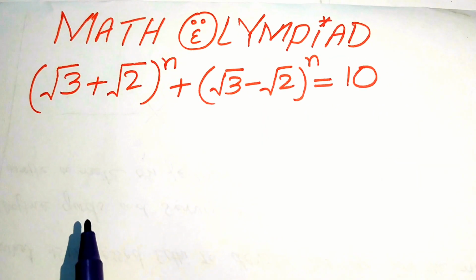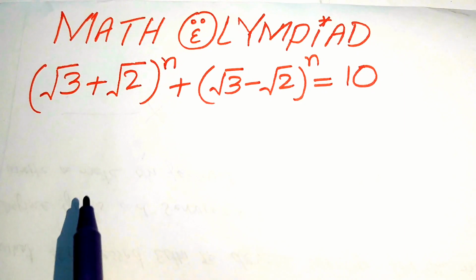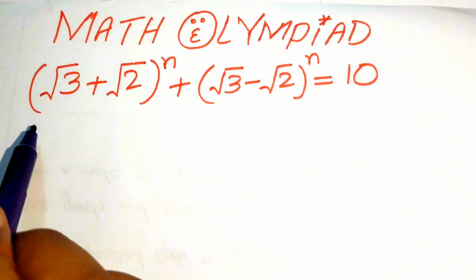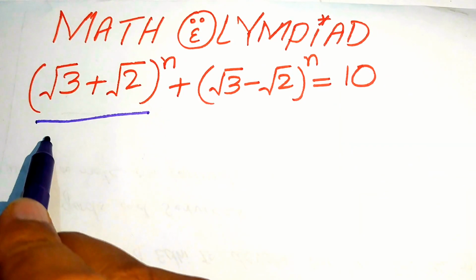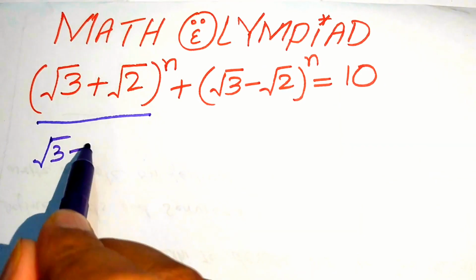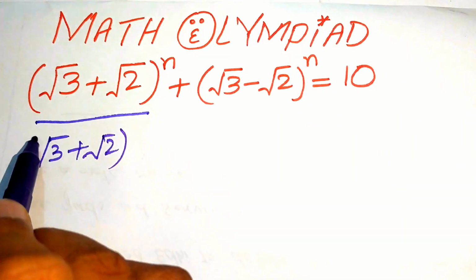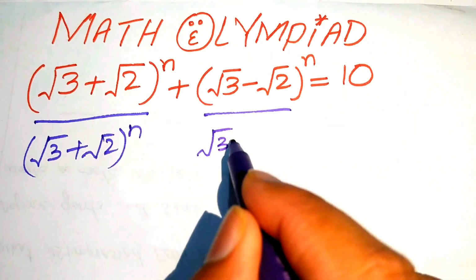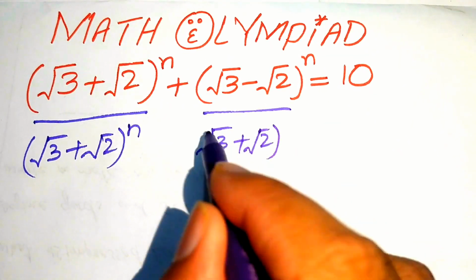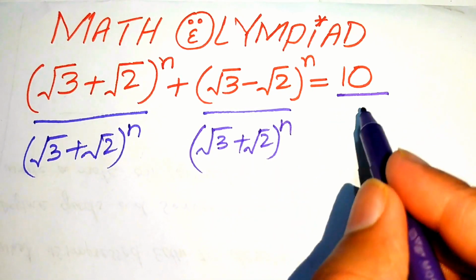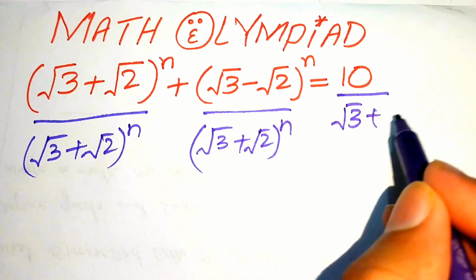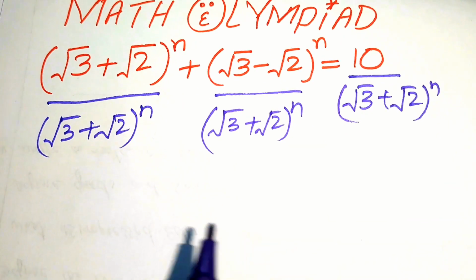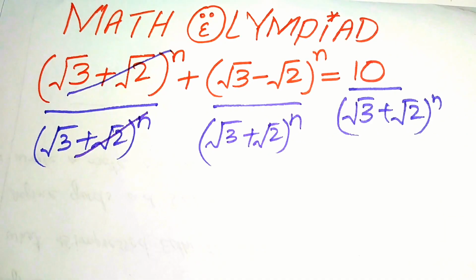The very first step we are going to do is divide both of the sides by (√3 + √2)^n. When we divide both of the sides, it looks like this form. We divide this term by (√3 + √2)^n, and similarly in the right hand side we again divide by (√3 + √2)^n. Now in the next step, you see these terms are cancelled out by this term.